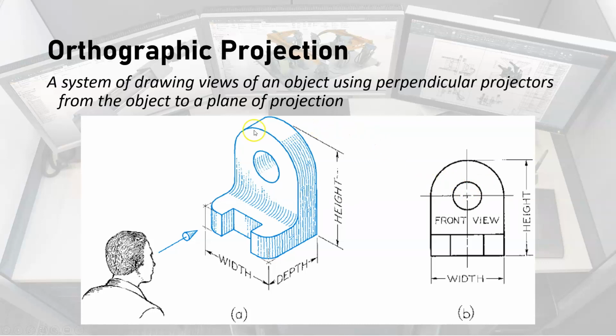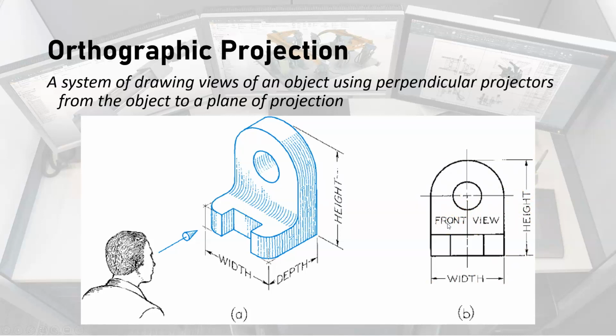All right, and so orthographic projection is this way of drawing the views of an object using what are called perpendicular projectors from the object onto a point of projection. Okay, now we can't see the projectors or the point of projection here. We'll see that in a later slide. But right now, we're just interested in understanding how we view a three-dimensional object to generate this orthographic view.